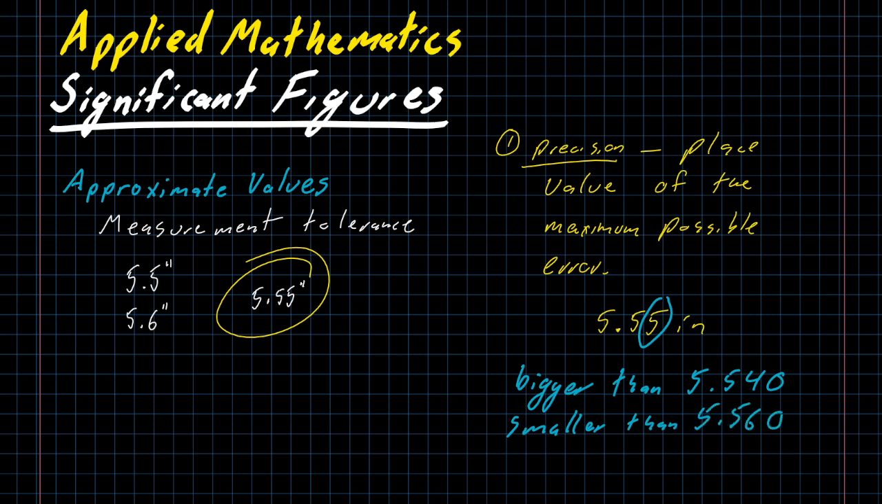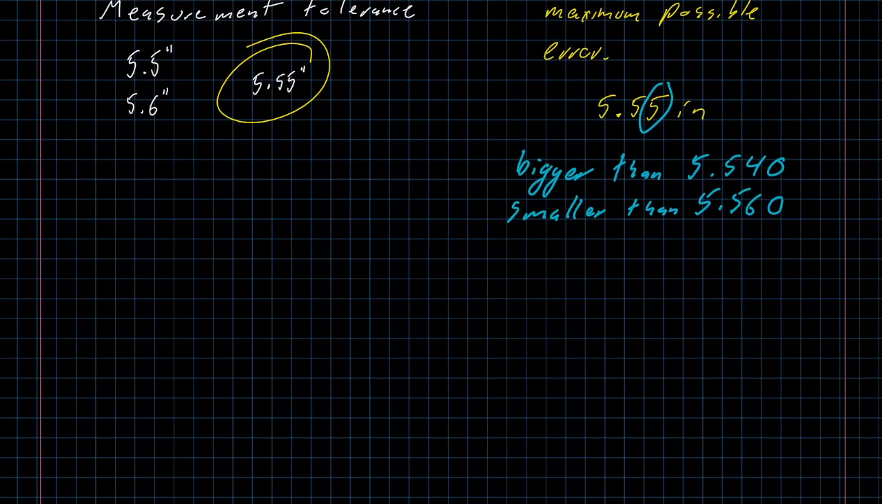So when I write down 5.55, I'm saying I have a number that is bigger than 5.540 and smaller than 5.560. I might describe this measurement as precise to 0.01 inches.